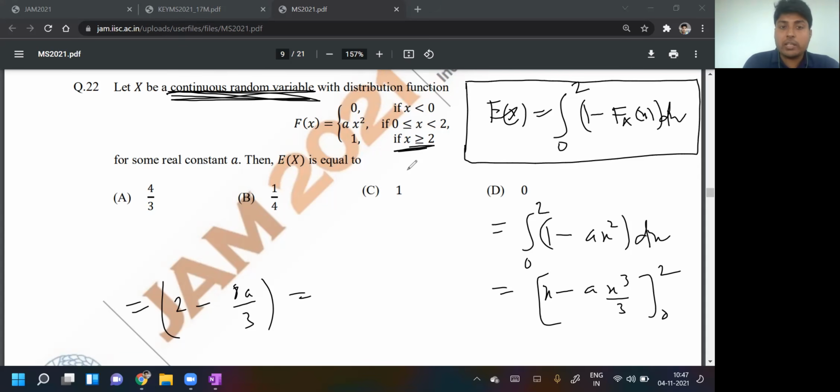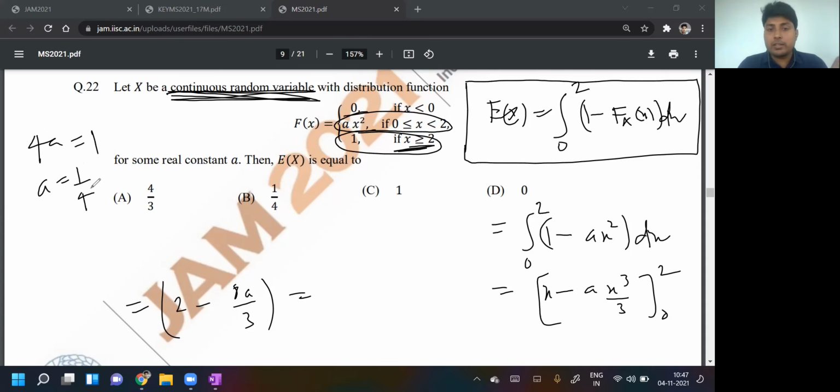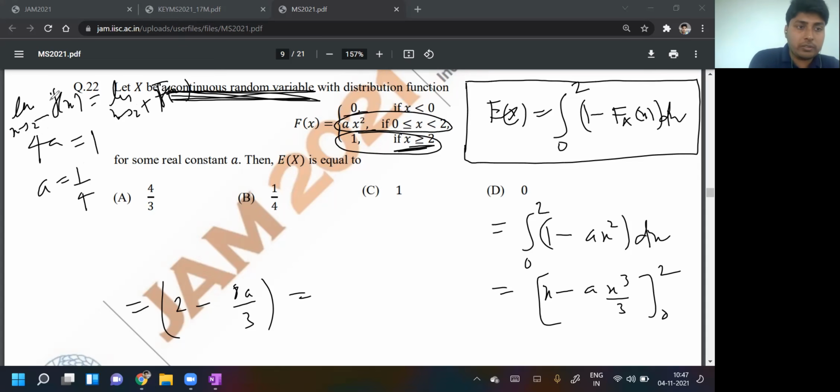How to find A using CDF only? For the continuous random variable, CDF is continuous. So at 2, the left hand limit will be 4A. You check here. The left hand limit at 2 will be this, and the right hand limit at 2 will be 1. The limit of F(x) as x tends to 2 from the left is equal to the limit as x tends to 2 from the right. This is capital F because CDF is continuous. So the left hand limit at 2 is 4A, the right hand limit at 2 is 1. So A is 1 by 4.